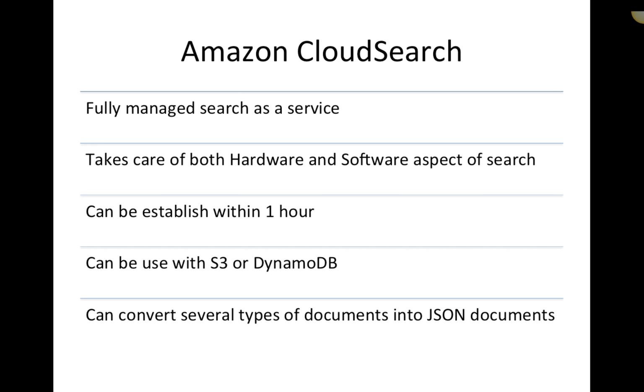So CloudSearch is actually really good for this. It's a fully managed search as a service. So it takes care of hardware, software, algorithm concerns for you. It's really easy to establish. It takes less than an hour to do everything, and you can use S3 or DynamoDB if you're already familiar with Amazon Web Service. And then also it accepts several types of files and converts them automatically into JSON documents.